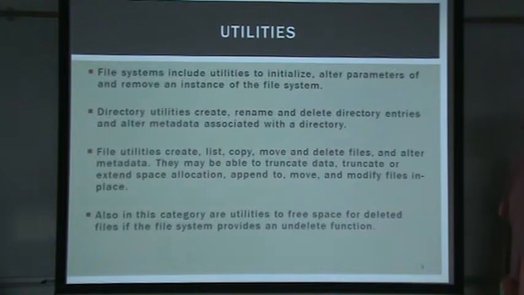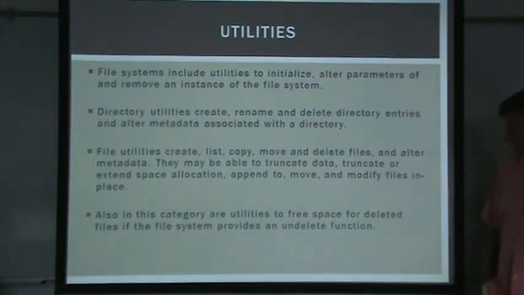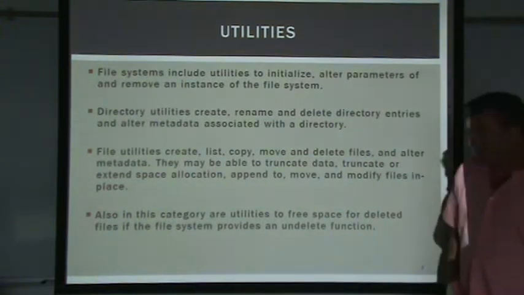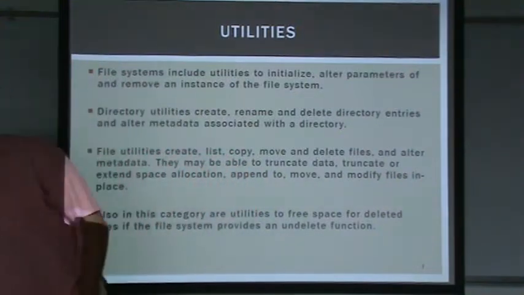So the file system, and like we said, that's part of the operating system, includes utilities: how to initialize those parameters, change those parameters, remove those parameters. Directory utilities are for renaming and deleting directories and altering metadata about the files. Utilities for copying files, moving their location within the file system, also end up being part of our file system. And we also want to keep track of free space.